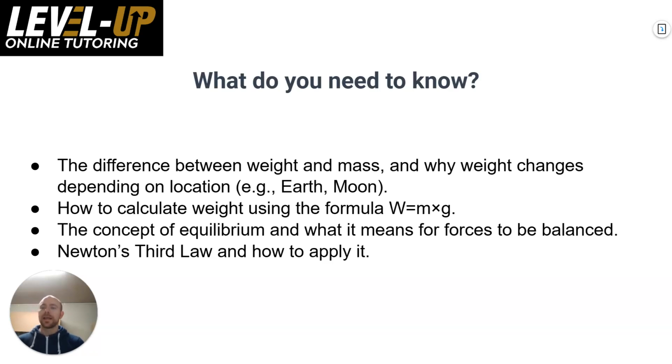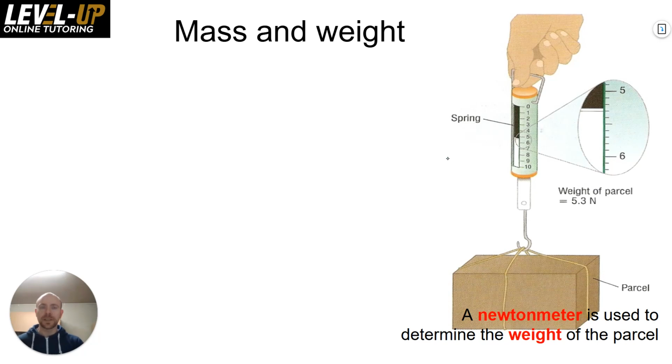What we'll look at today: the difference between weight and mass, which is really often misunderstood or rather confused; why weight changes depending on the location; how to calculate weight using the formula W equals mg; the concept of equilibrium, which we've looked at in a previous video but will look at again just to reiterate it; and Newton's third law and how to apply it.